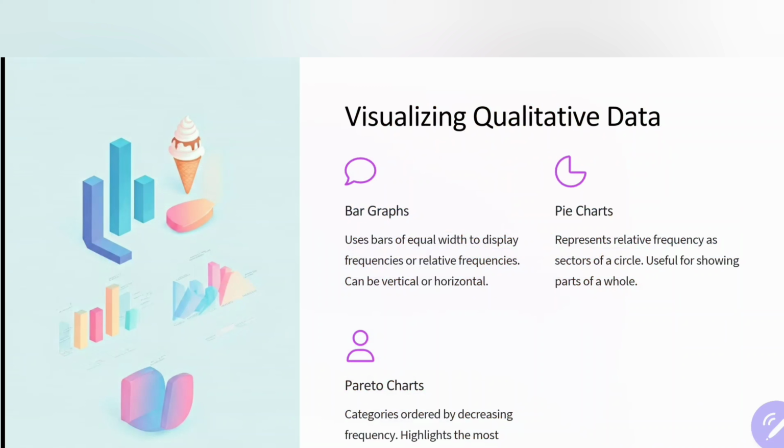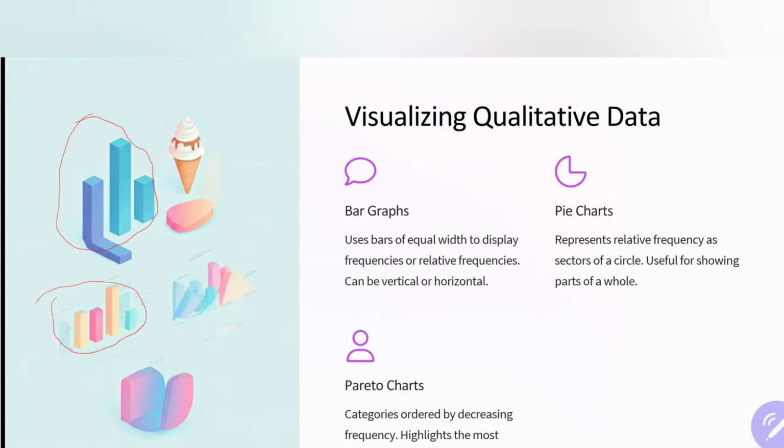Now we move straight to visualizing the qualitative data. How do we visualize our qualitative data? First thing, we talk about the bar graphs, and also the pie chart and the Pareto. Under the bar graph, it can be classified as bar charts and histogram. And under the bar chart, we have single bar chart, multiple bar chart. But everything is going to be under the bar graphs. A bar graph looks like this. We use bars of equal width to display frequency or relative frequency, and this can be vertical or horizontal. So this is what a bar graph looks like.